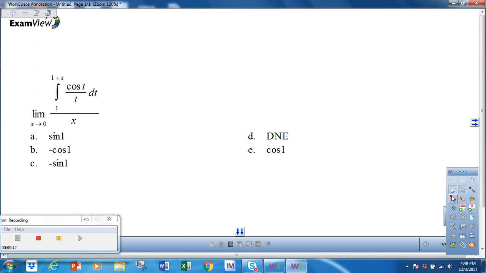Okay, so if we do a direct substitution, we get the integral from 1 to 1, because if we put in 0 for x, we get 1 to 1. And anytime we have the integral from 1 to 1, that's 0. And then if we put in 0 for x, we get 0. So we get 0 over 0, which means L'Hopital applies.